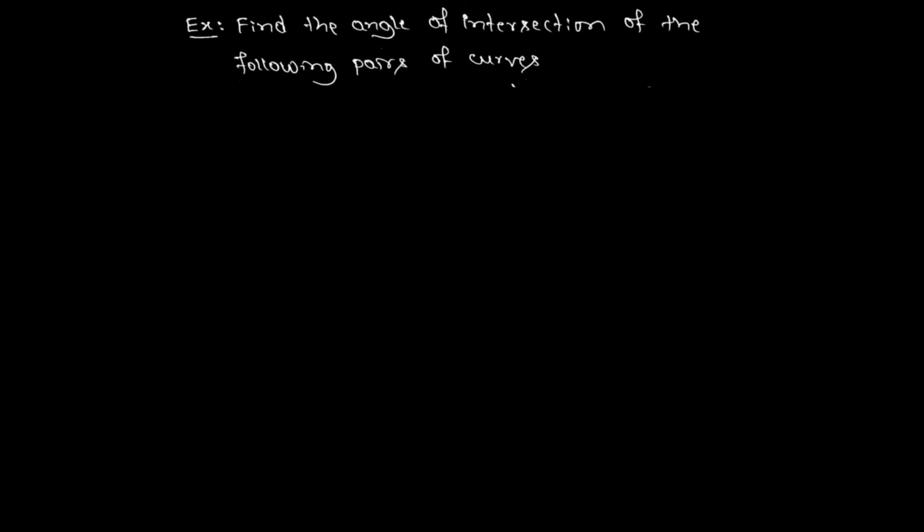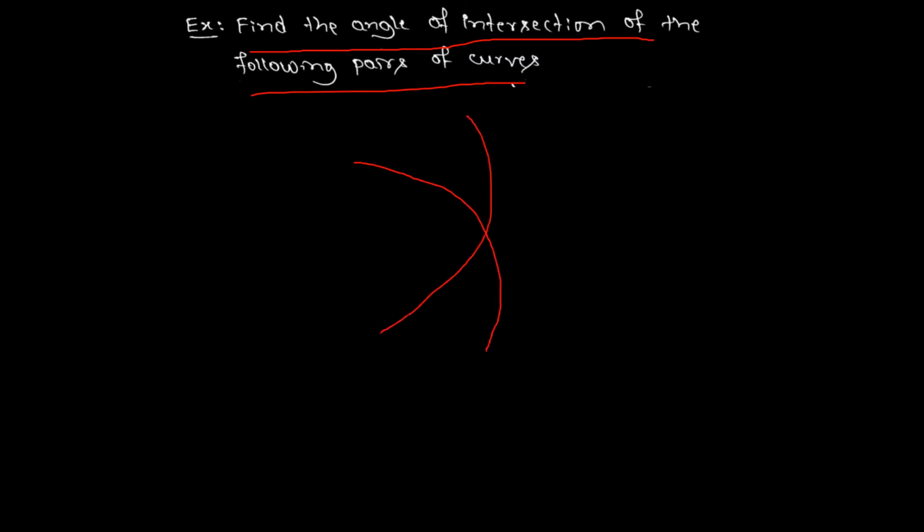Let us consider the next problem. Find the angle of intersection of the following pair of curves. Now we are going to find the angle of intersection, that is, the angle between the curves. Suppose this is one curve and this is another curve. We are going to find the angle between these two curves with the help of tangents to this curve and to this curve.